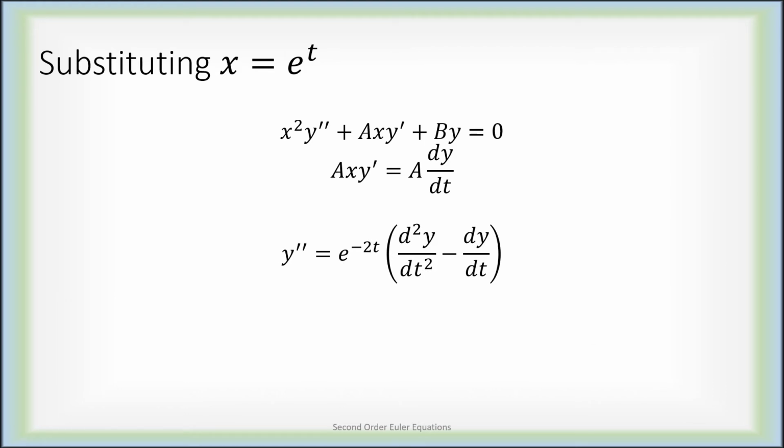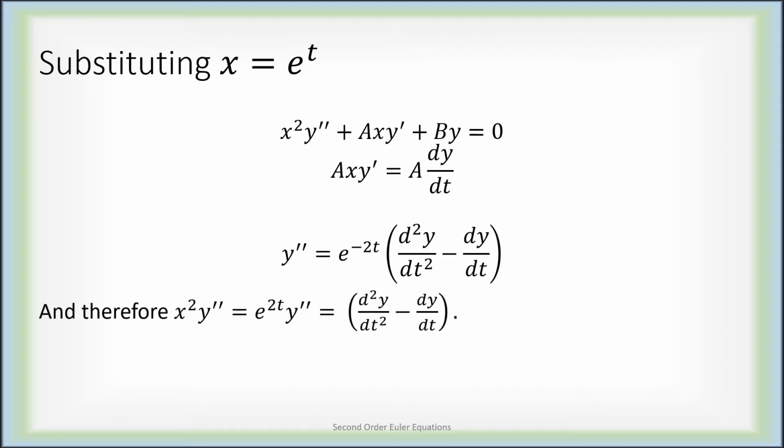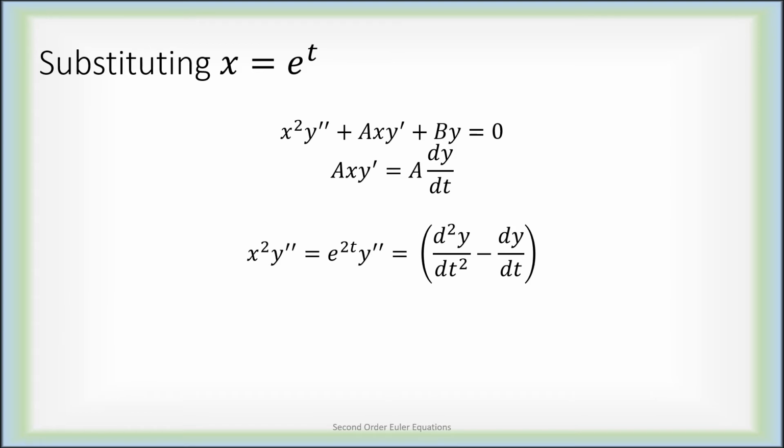And we've already determined what to do with x y prime, so if I plug both of those in, x squared y double prime is e to the 2t y double prime, which cancels out the e to the minus 2t in our expression for y double prime. Great, we found x squared y double prime is actually quite nice. It's simply d squared y dt squared minus dy dt.